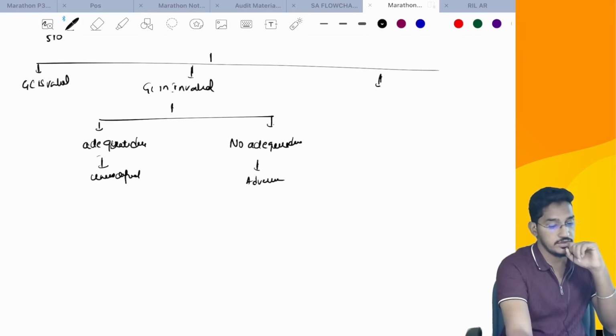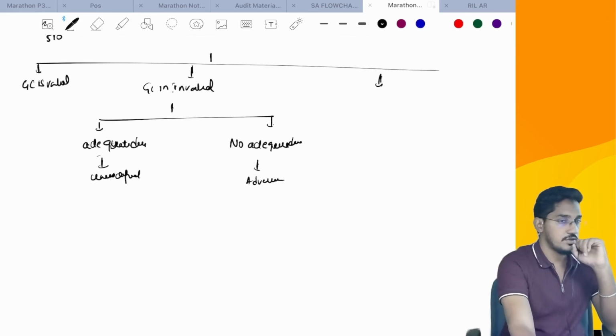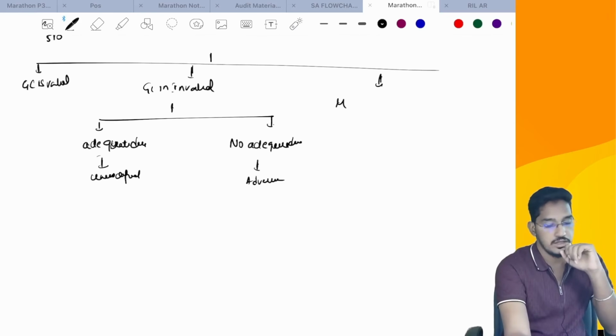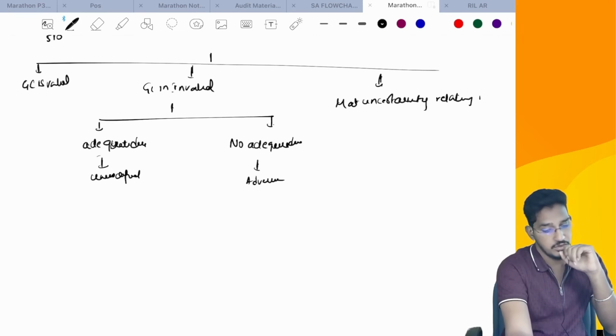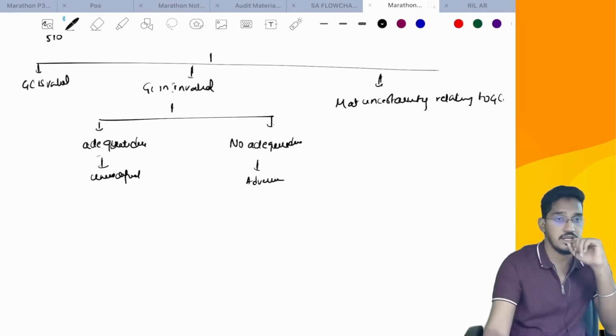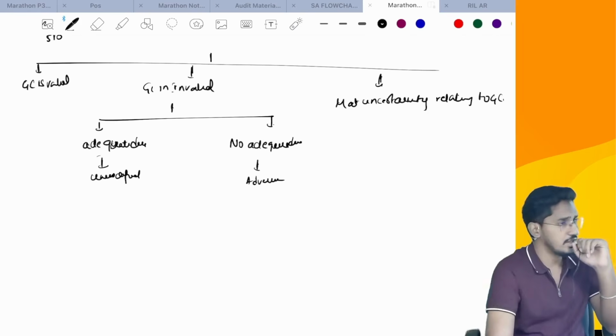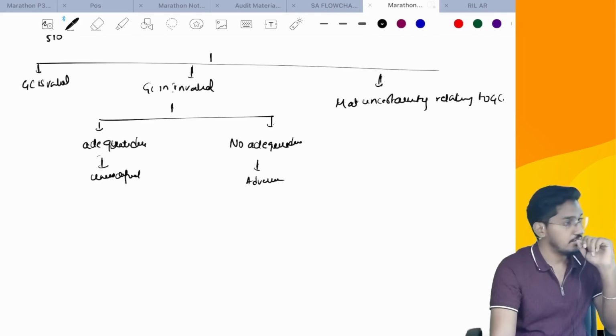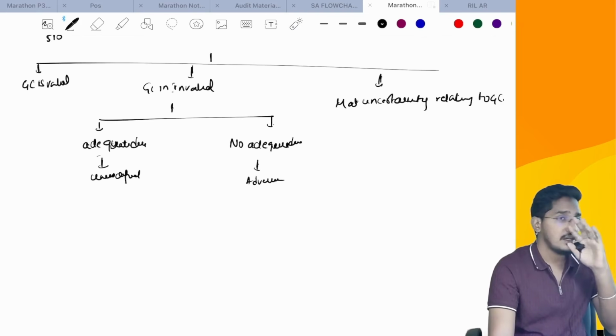So what is the one more case? You performed audit procedures. You came to know that going concern looks valid only, but there is some material uncertainty relating to going concern. For the time being going concern looks valid, but there is some uncertainty, some doubt. That means whether the entity will continue in the future or not, some doubt is there. For the time being now it looks good, but it is depending on some events.